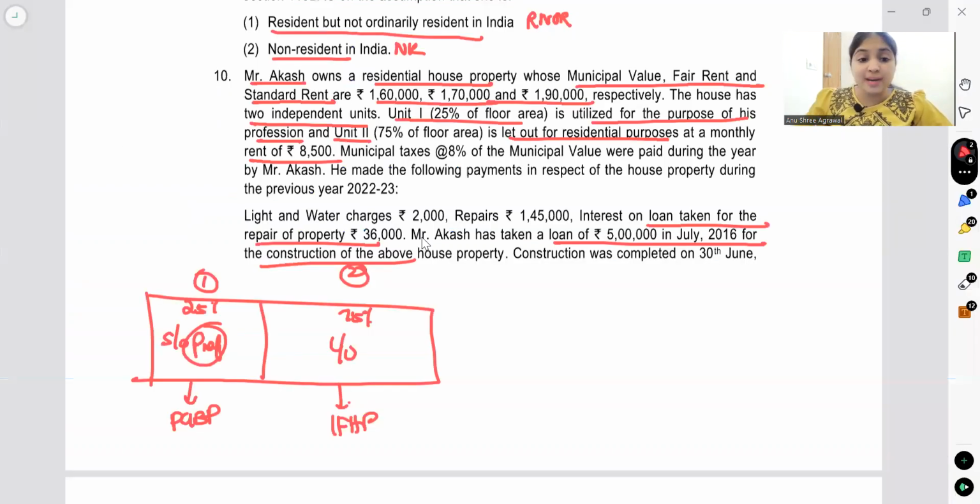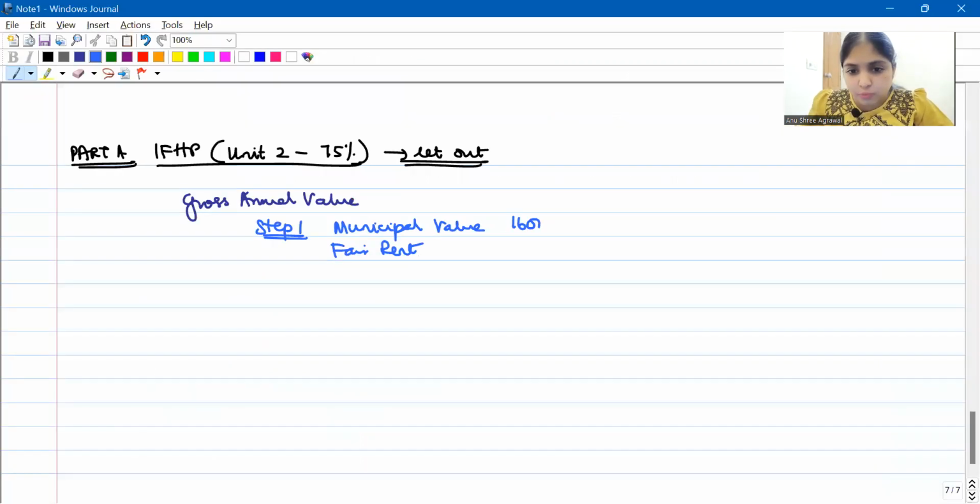Now municipal value is 1,60,000. Can I take that 1,60,000 as it is, guys? No, this is for the entire property. I am doing the calculation only for 75% of the property. So I'm supposed to consider only 75% of these numbers. So municipal value is 1,60,000 into 75%, which is going to be how much? 1,60,000 into 75%. This will be 1,20,000.